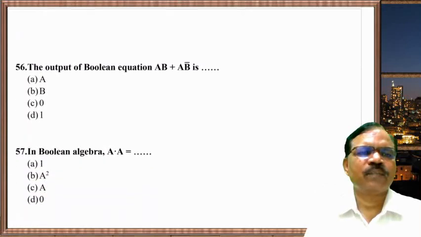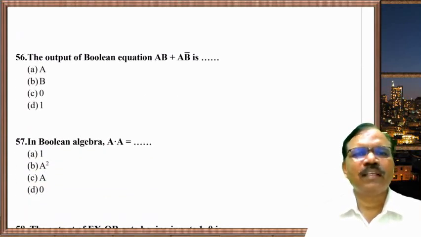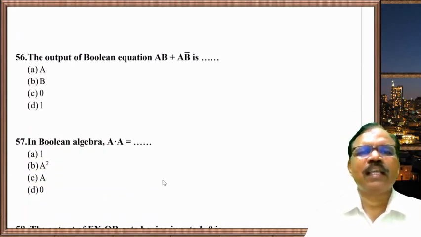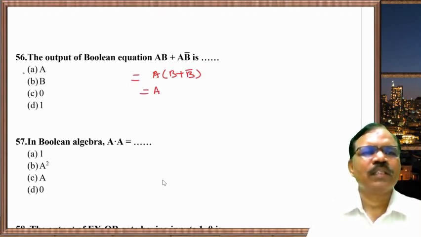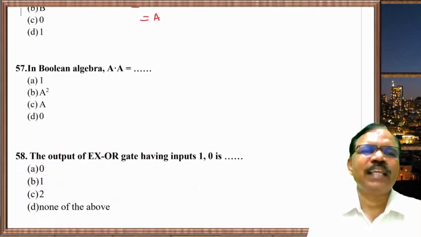Now the next one: the output of the Boolean equation AB plus AB bar is. So you can write here A into (B plus B bar). Now B plus B bar is 1, so it is A.